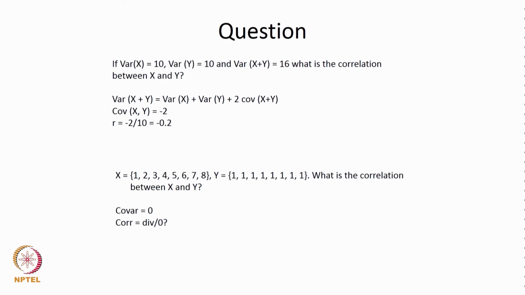X is a random variable 1, 2, 3, 4, 5, 6, 7, 8, and y is 1, 1, 1, 1, 1, 1, 1, 1. What is the correlation? Covariance will be 0, and we can't find a correlation because the standard deviation of one of them is 0, and therefore we won't be able to find the correlation.